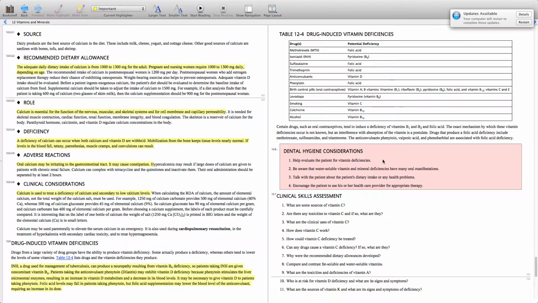Deficiency of calcium can occur when both calcium and vitamin D are withheld. So you can have adequate calcium, but if you don't have adequate vitamin D, it's not going to get absorbed. So that's why calcium usually comes with vitamin D in supplements. Oral calcium may be irritating to the GI tract and can cause constipation. Calcium is used to treat a deficiency of calcium and secondary to low calcium levels.